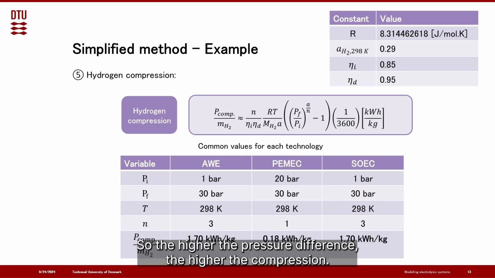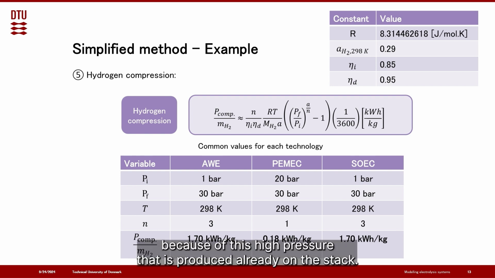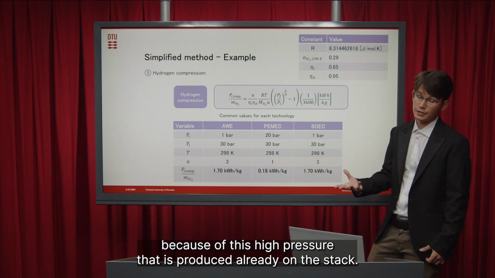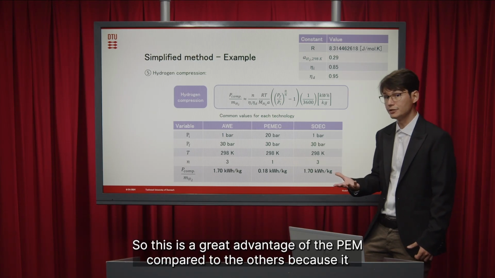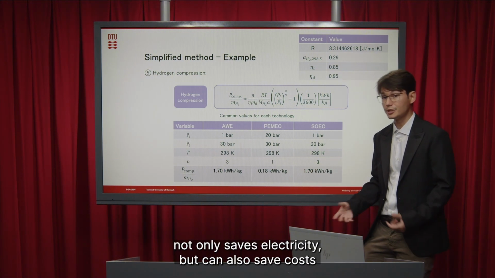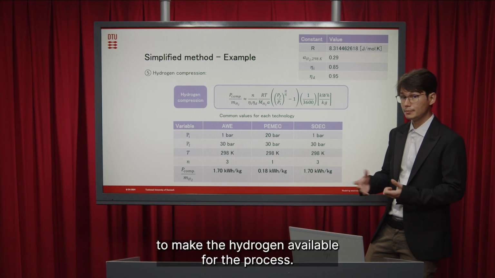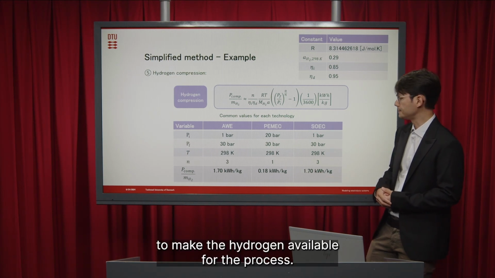So the higher the pressure difference, the higher the compression. And as you can see here, the PEM electrolysis requires far less electricity than the alkaline and the SOEC because of this high pressure that it is already producing in the stack. So this is a great advantage of the PEM compared to the others, because it not only saves electricity, but it also saves the cost of not having a compressor step to make the hydrogen available for the process.